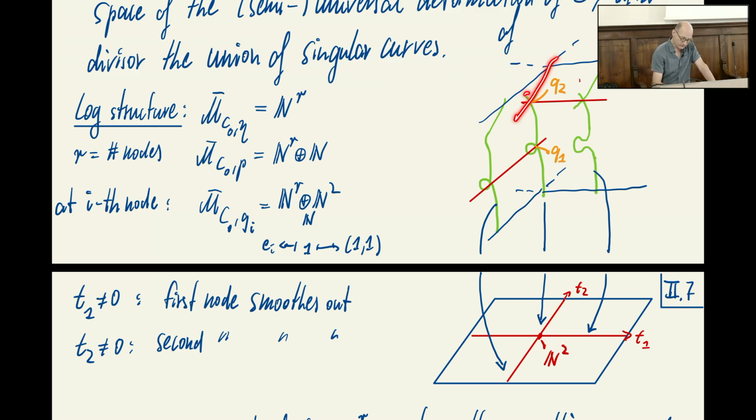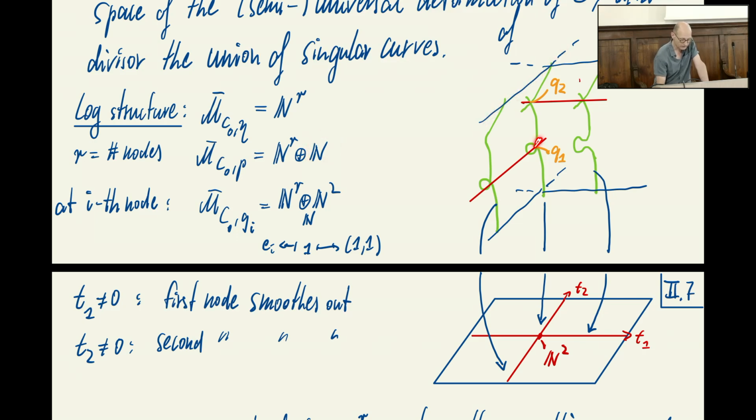So here's your two nodal curve, central fiber, and then you have these two divisors. So it has two smoothing parameters, T1 and T2. So the local equation here would be Z times W equals T1, and here it would be Z times W equals T2. So if T1 is 0, so along this kind of thing, that means this node doesn't smooth, and similarly for T2. And then you can see the log structure. So at general points, it's just this N to R that you get from the base. I didn't have marked points here, but if you had, you get an additional N.